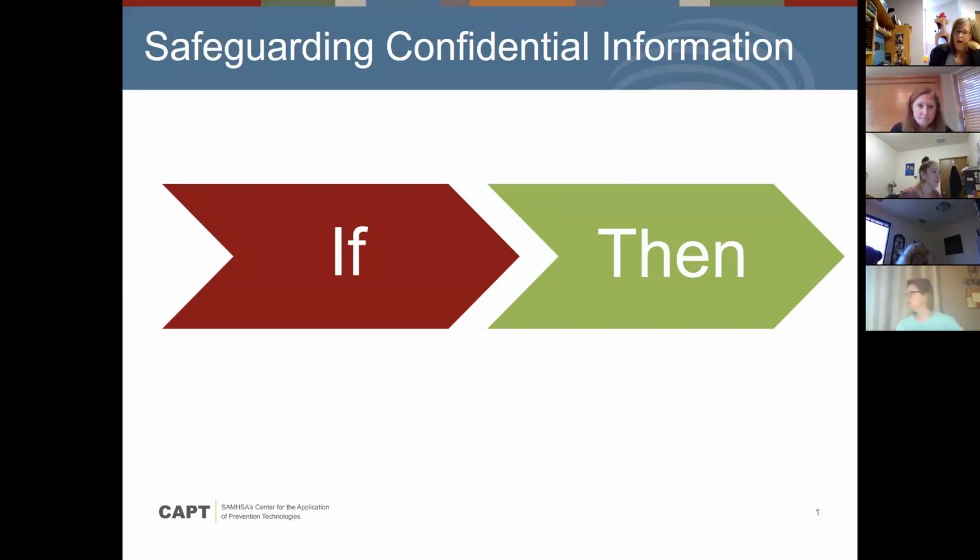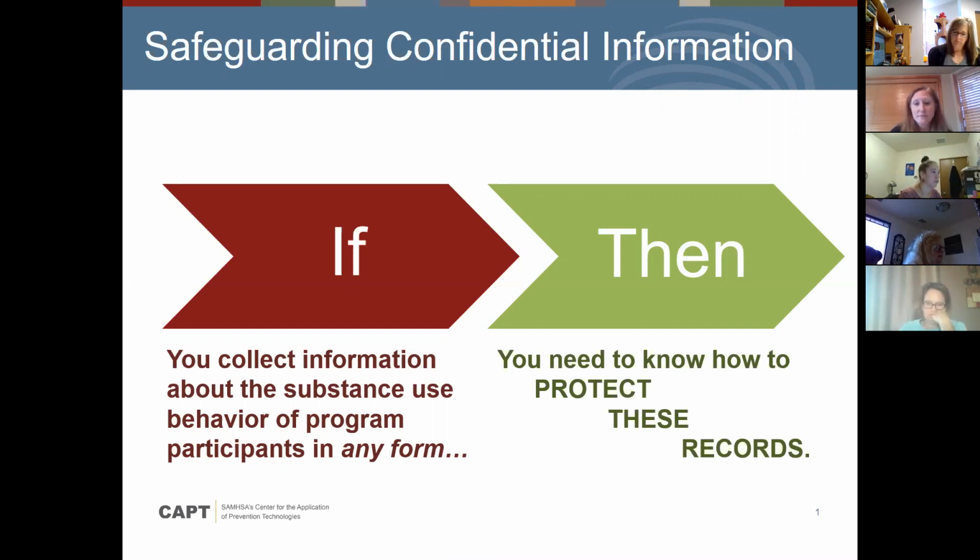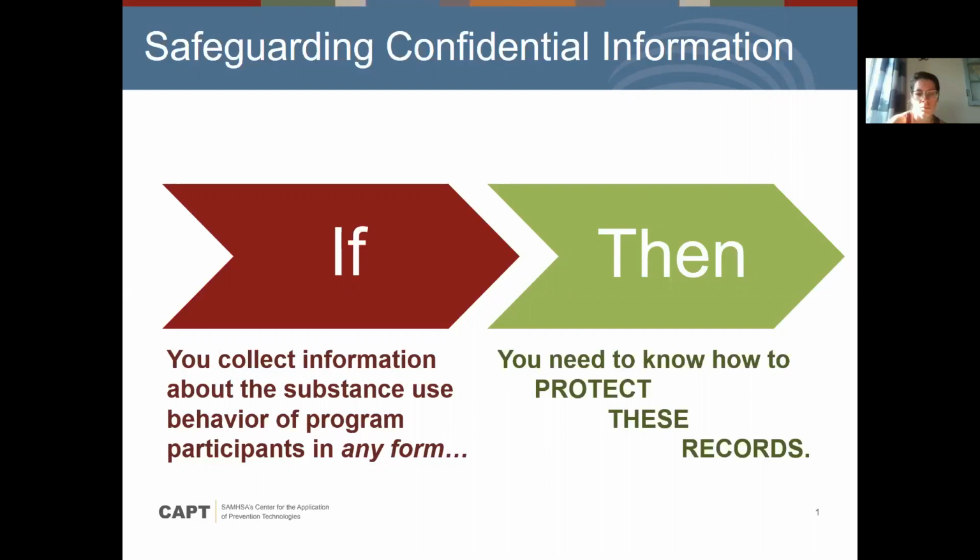And so when we're talking about safeguarding confidential information, Dodie, if you would hit that first one, it says, if you collect information about the substance use behavior of program participants in any form, then you need to know how to protect these records. So under federal law, 42 CFR Part 2, if you're not familiar with it, I would encourage you to look it up and read into it a little bit more. But it states if you collect information about substance use behavior or participant programs in any form, then you need to know how to protect those records. Go ahead, Dodie.